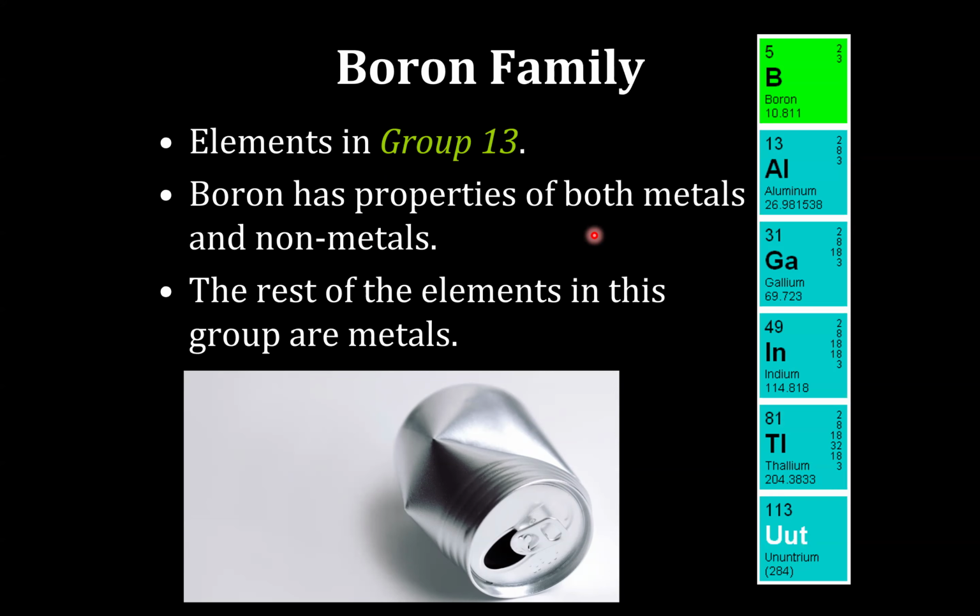Elements in group 13, the boron family. Only boron is a metalloid, yeah? Boron only has properties of both metals and non-metals. The rest of the elements in this group are metals. For example, aluminum, gallium, indium, and then thallium. Those are all metals, yeah? All right? That's the boron family.